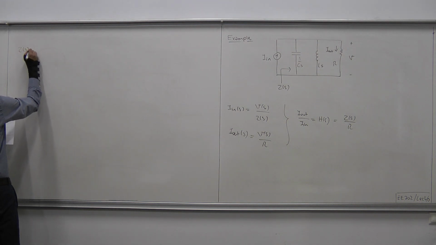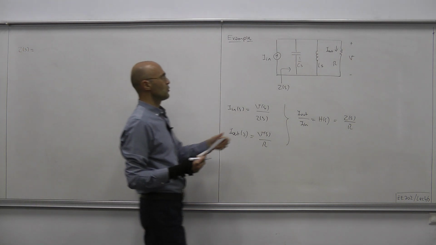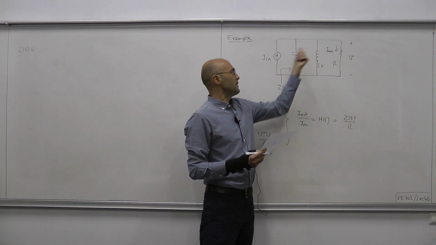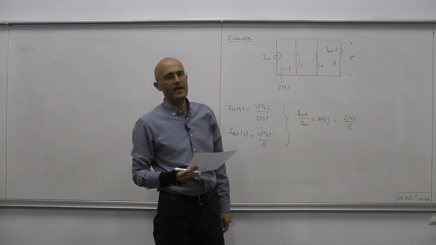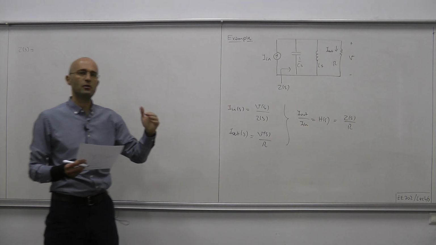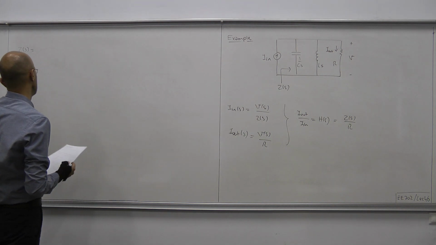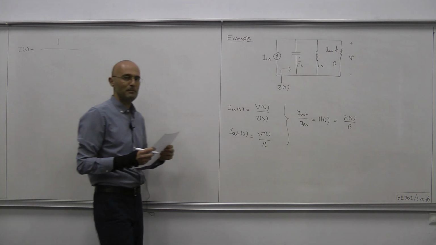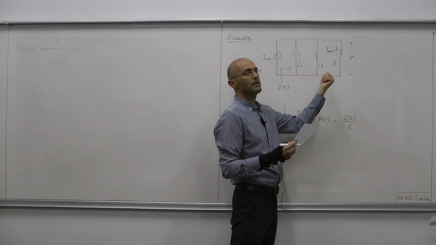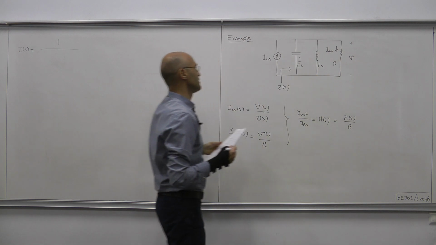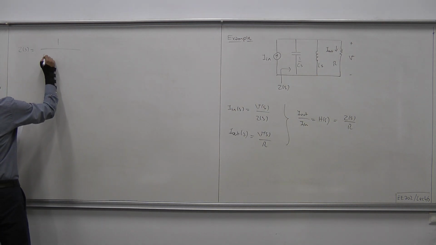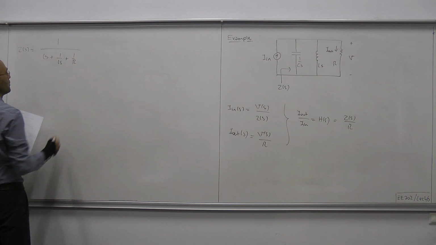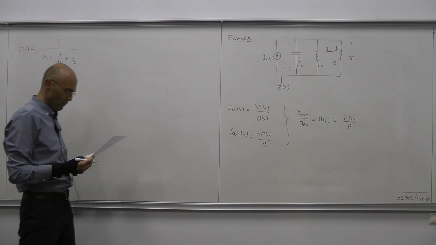Okay, Z of S is easy to compute. What we have is three components in parallel. Therefore, the overall admittance would be the sum of three admittances, and then the driving point impedance will be 1 over that equivalent admittance. So Z of S equals 1 over the equivalent admittance, and the equivalent admittance is the sum of individual admittances. The admittance of the capacitor is CS, and then we have 1 over LS and 1 over R. So that's our Z of S.